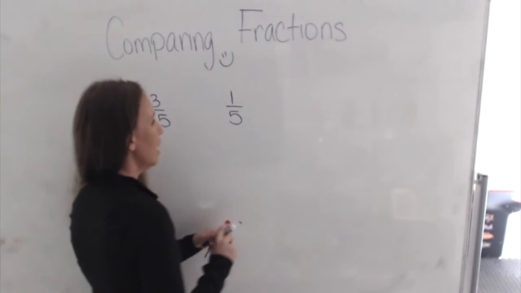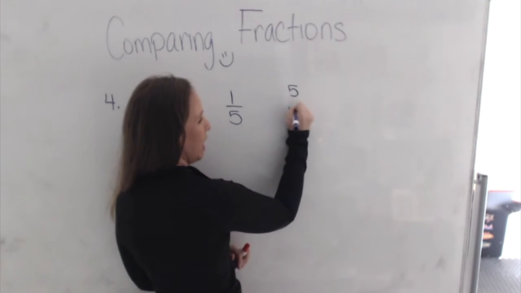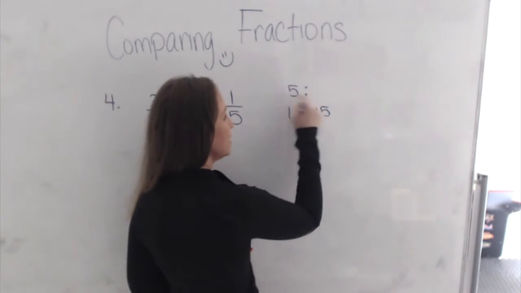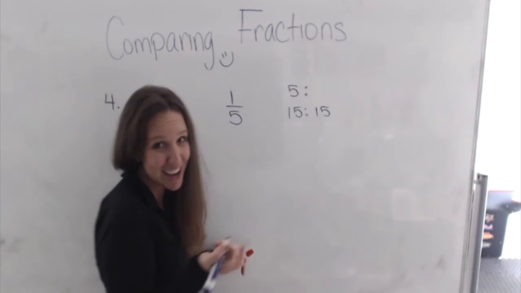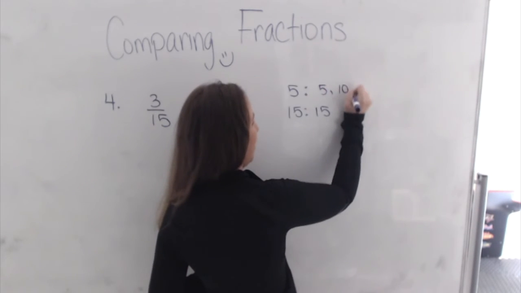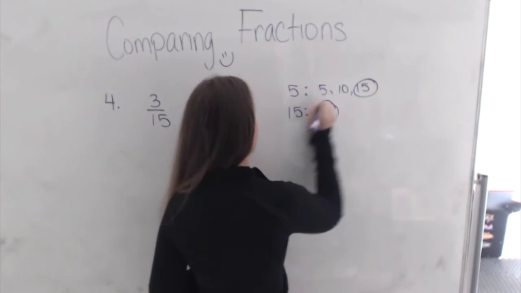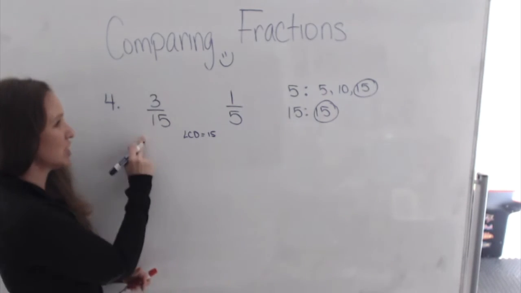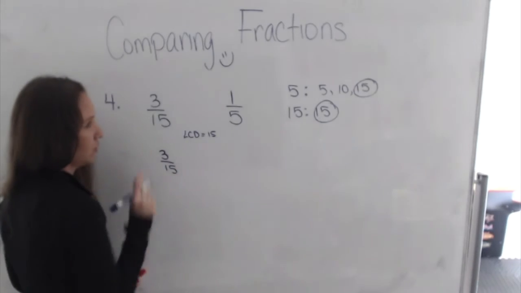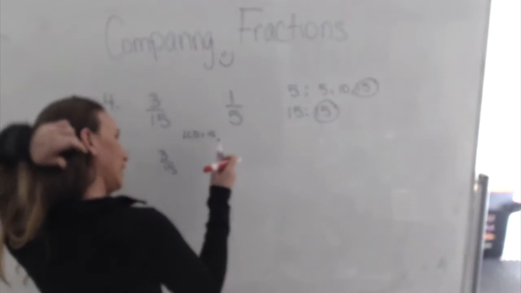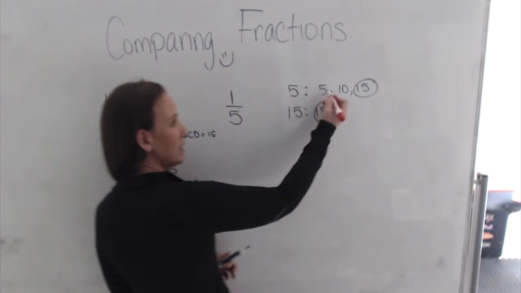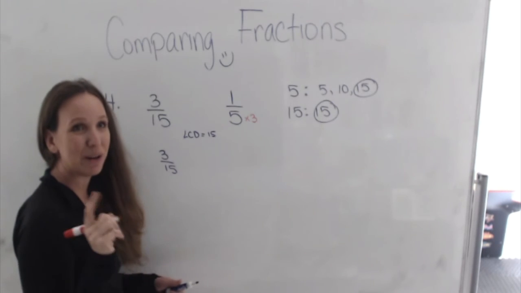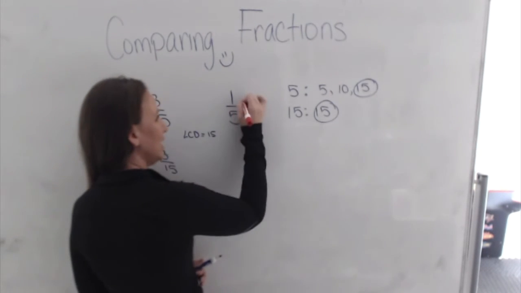So what is my least common denominator between 5 and 15? 15 times 1 is 15. Does 5 go into 15? It does, because 5 times 1 is 5, 5 times 2 is 10, 5 times 3 is 15. So my least common denominator is 15. So that's great because I can just copy this over, 3/15. But on this side, I need to find how to make 5 become 15, and that's times 3. 5 times 3 is 15, and whatever I do to the denominator, I need to do to my numerator.